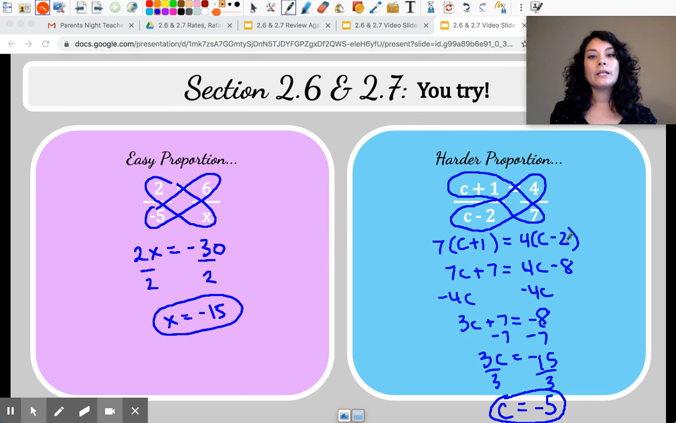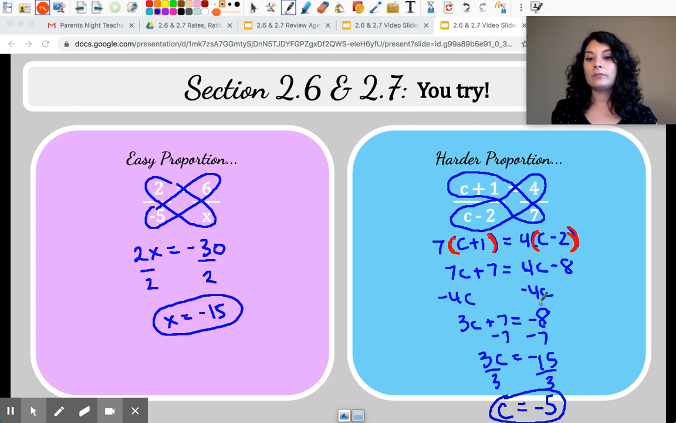The more complicated one on the right, both of these were a sum or difference. So you have to remember that when you do your cross product, that sum or difference has to be contained in parentheses. You have to have these parentheses when you set up your products. If you don't have them, you're going to get the wrong answer. And then you just have to use the distributive property to get rid of the parentheses.